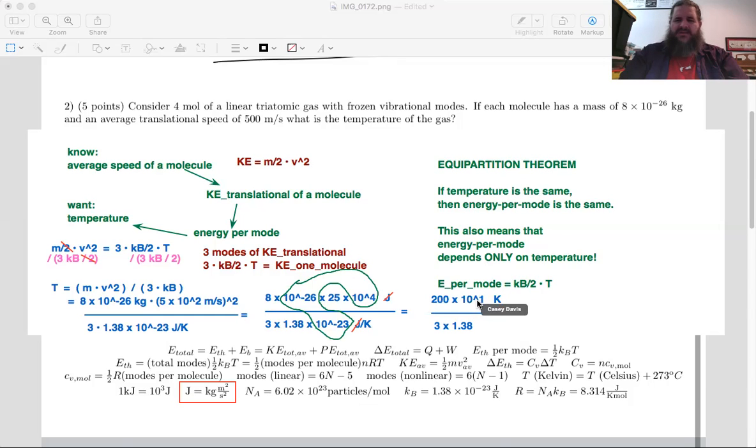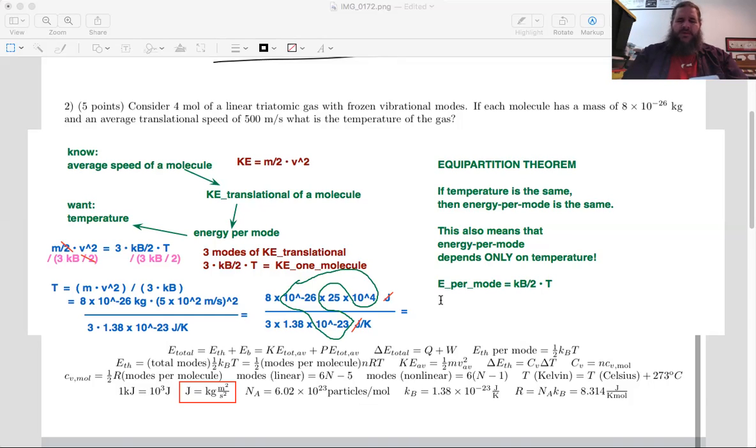200 times 10 is just 2,000. So it looks like we're left with 2,000 divided by 3 times 1.38. At this point, there aren't any more easy simplifications to do. 2,000 is not a nice neat multiple of 3 or 1.38. So I would go ahead and type that into a calculator.